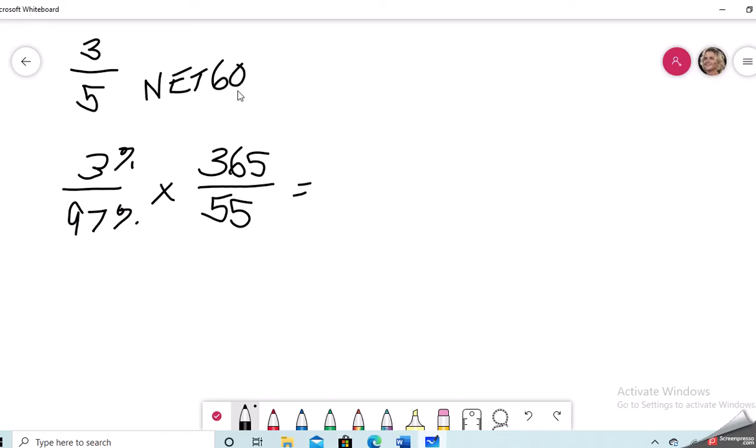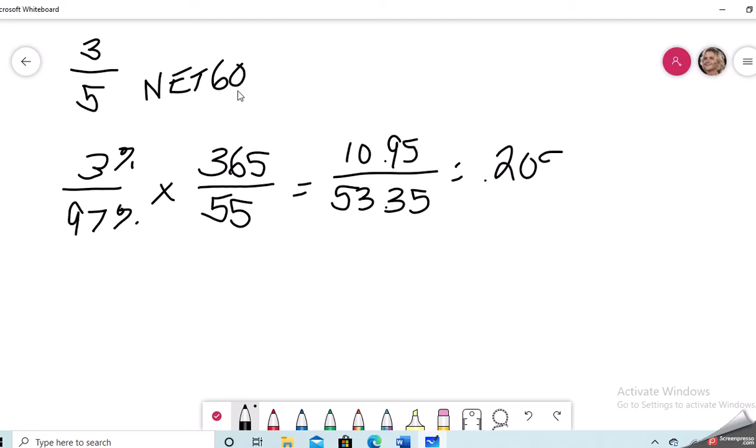You can solve this formula mathematically a couple different ways. The way I do it is I just multiply on the top, so I take 3% or 0.03 times 365, and that gives me 10.95. And then on the bottom, I take 97% or 0.97 times 55, and that gives me 53.35. Then I divide those. So if I take 10.95 divided by 53.35, that gives me 0.2052, basically goes on and on.